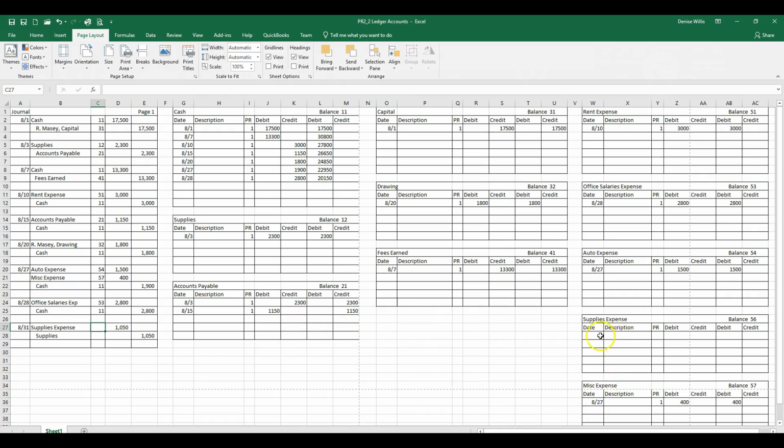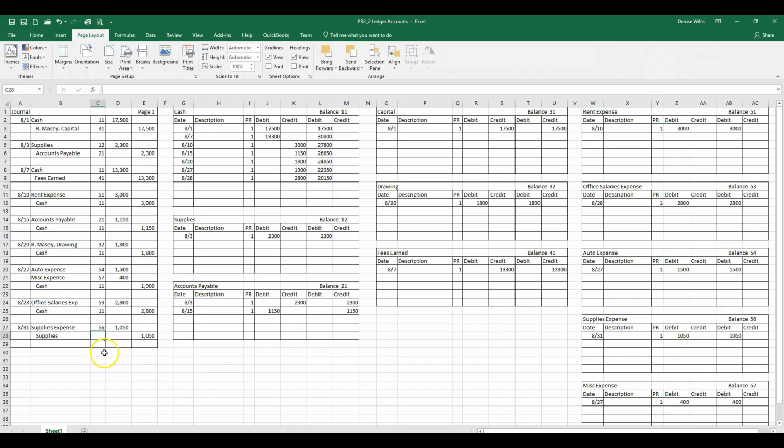Supplies expense is right here. On 8/31, I must have gone and counted my supplies and realized they needed to be changed because I've used some of them up. So I have a supplies expense amount of $10.50, giving it a balance of $10.50 because it's the only number in there. That is account 56.